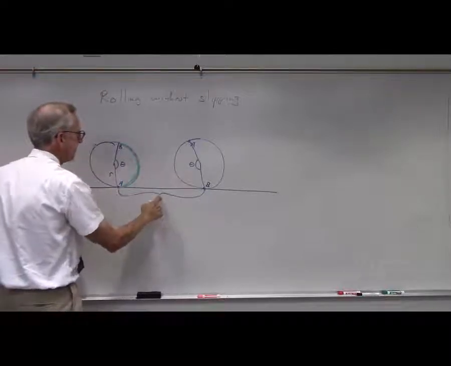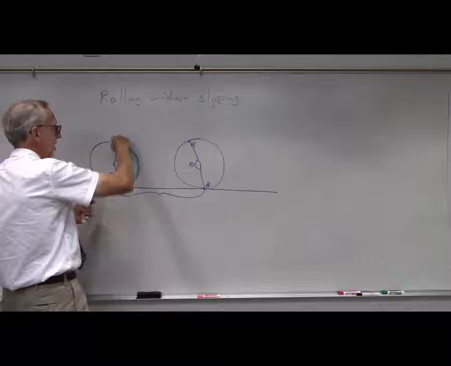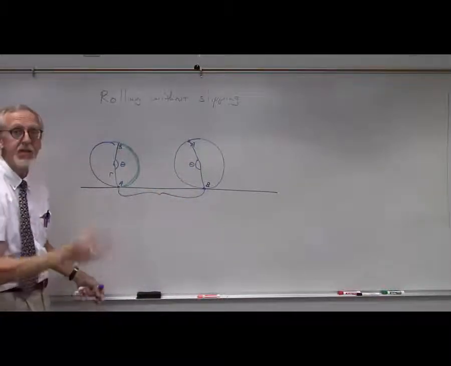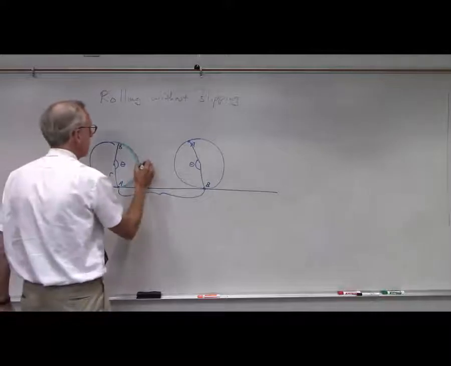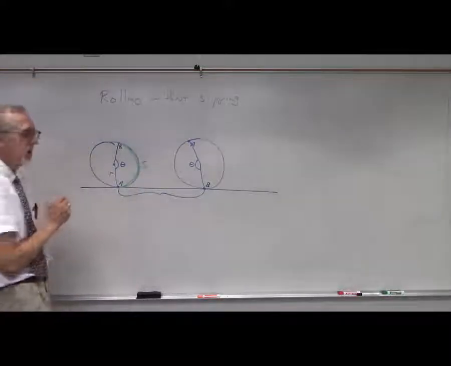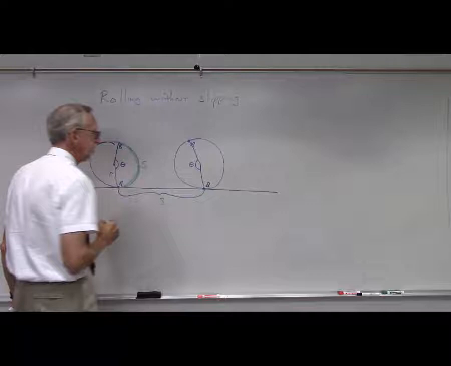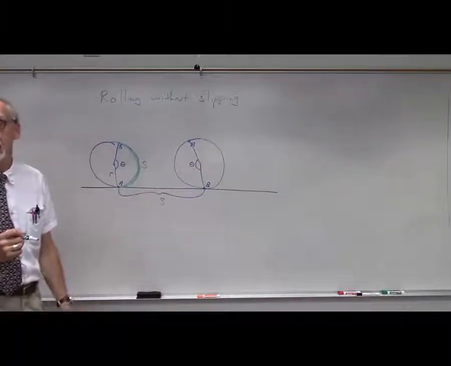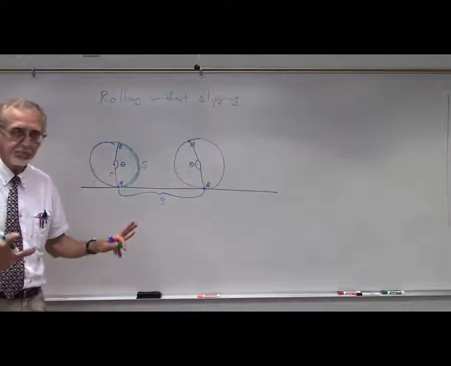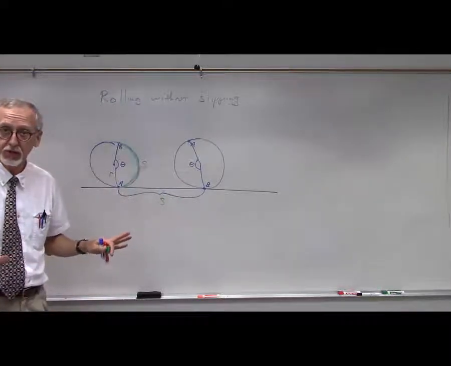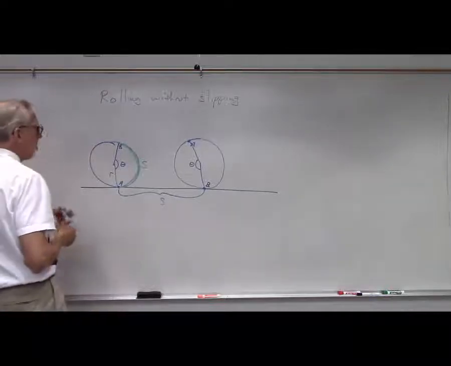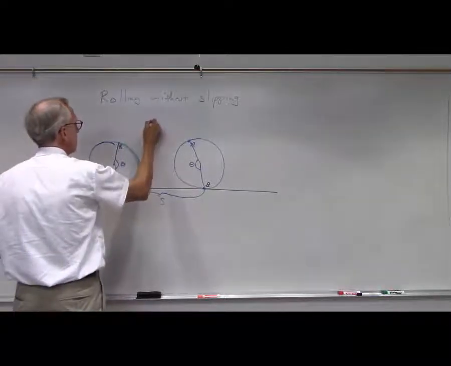So this distance must be the same as that distance if the wheel has rolled without slipping. Does that make sense? That's the important point here. So this arc length that I'll call S must be the same as this distance here, S, that the wheel has moved horizontally. Does that make sense? Any questions? No questions? All right, good. Let's move on. Okay, let's imagine that this whole motion takes some time, delta t.